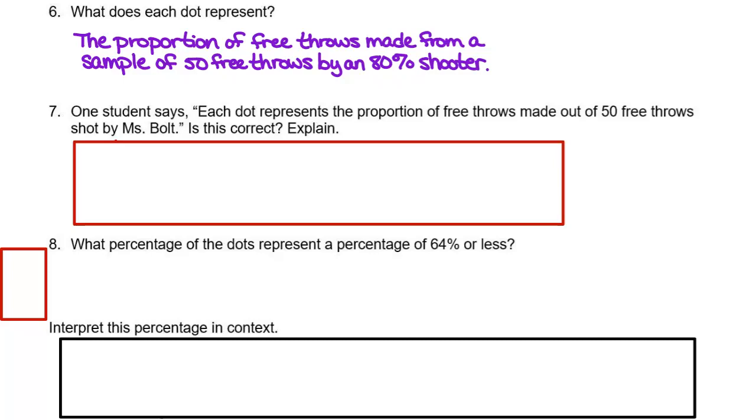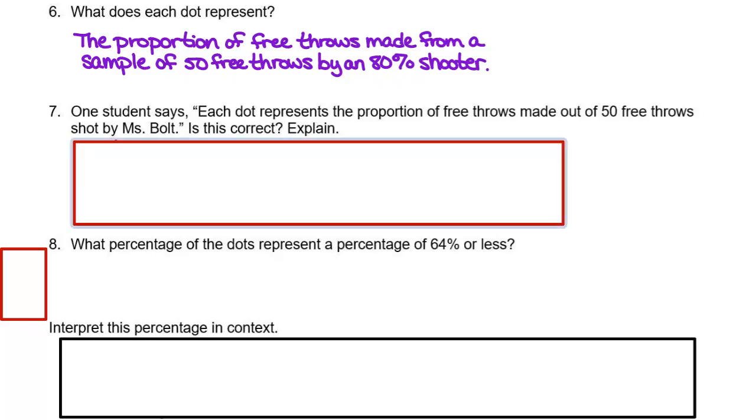Last year, when we were doing number 6, I had a student say each dot represents the proportion of free throws made out of 50 by me. Would that be a correct interpretation of what each of those dots is representing? No. What's the difference between what we wrote for number 6? Not necessarily. I may or may not be an 80% shooter.